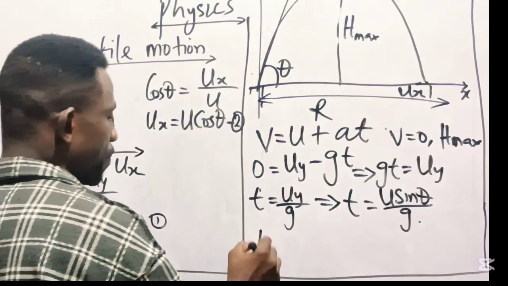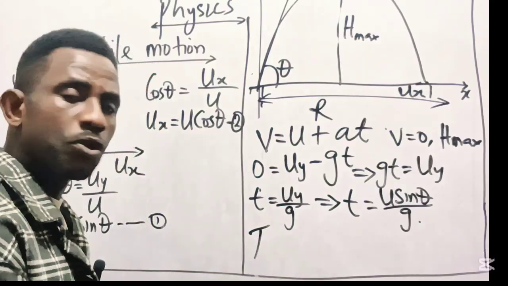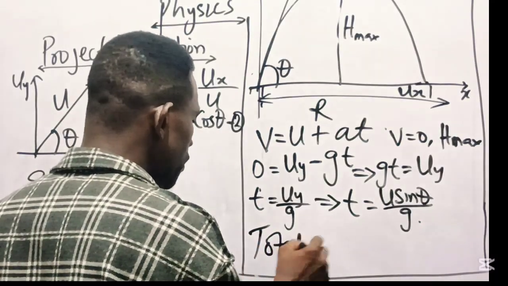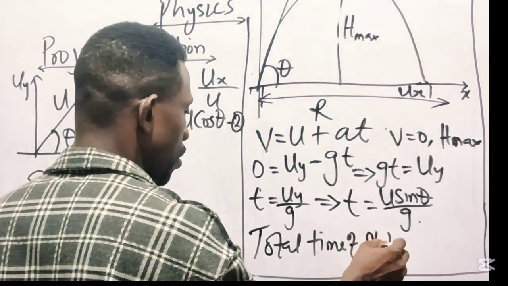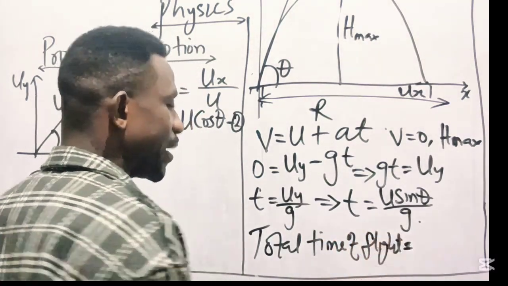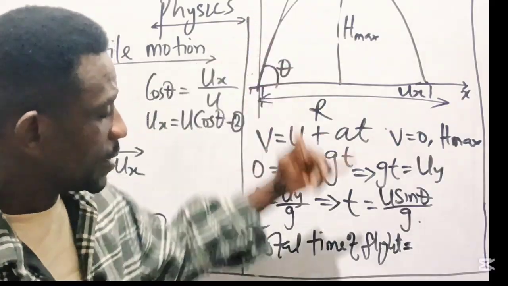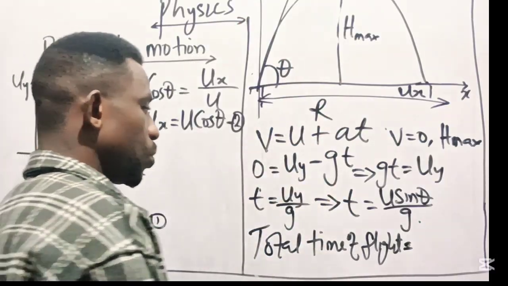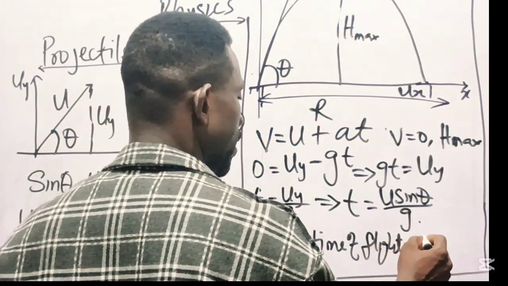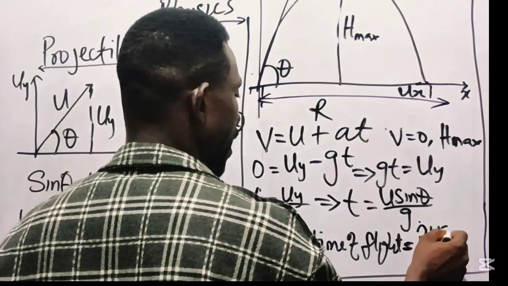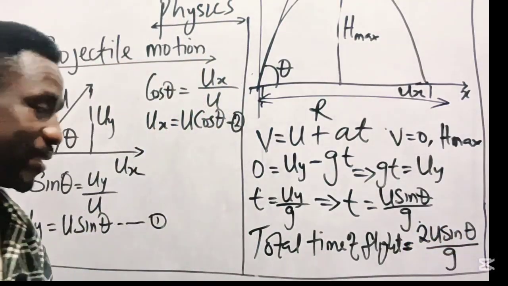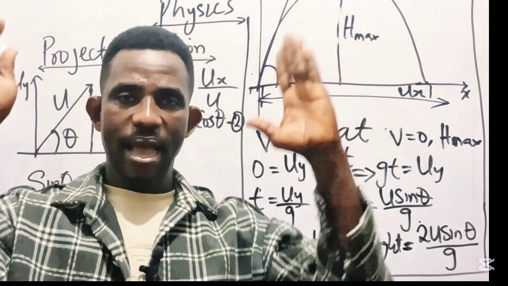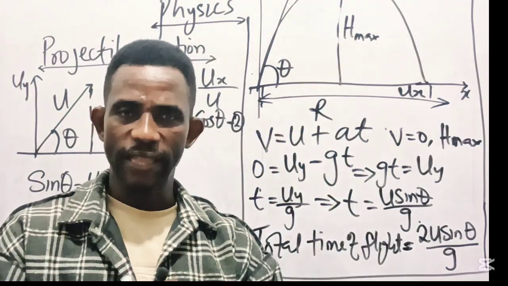Let's now take the total time of flight. Total time of flight is twice the time taken to reach the maximum height. So total time of flight therefore becomes 2u sine theta over g. So that is the total time of flight. Let's move to the next stage.